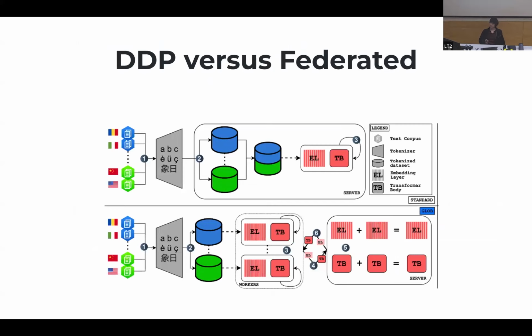DDP is at the top. So in a DDP context, you would take all of your data sources, feed them through a shared tokenizer, and then train on random samples from all of your languages at the same time. In a federated context, if you keep the exact same paradigm as standard training, you would do the same, but you would train on the 2 languages or 3 languages or however many you have separately, and then you would combine the models via parameter averaging.